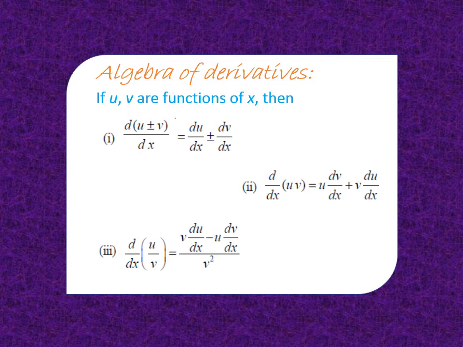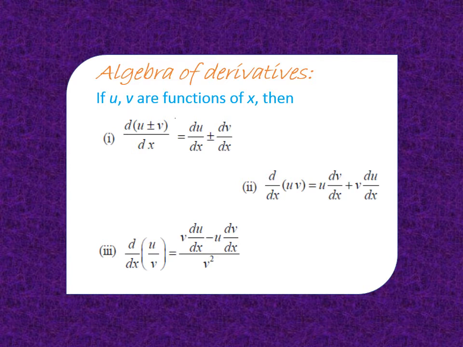Second is called the product rule. We have learned this product rule in grade 11th, that differentiation of u into v is equal to what? u differentiation of v plus v differentiation of u. That is first function into differentiation of second function plus second function into differentiation of first function. And third one was called the quotient rule or division rule. The differentiation of u upon v is equal to what? First we have to take the square of the denominator. So v differentiation of numerator minus u differentiation of denominator. Clear?